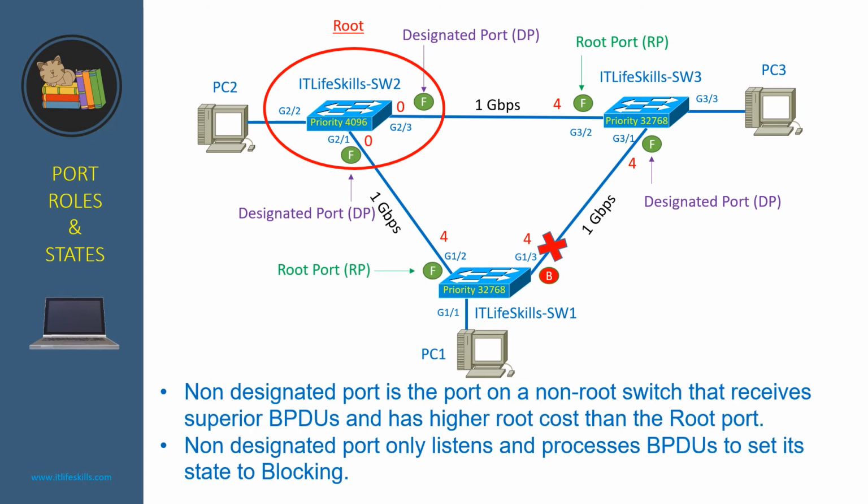The next port role is the non-designated port role. A non-designated port is a port on a non-root switch that receives superior BPDUs and has a higher root cost than the root port. A non-designated port only listens and processes BPDUs to set its state to blocking. In this network diagram, the port Gi0/3 on IT Applied Skill Switch 1 is a non-designated port.